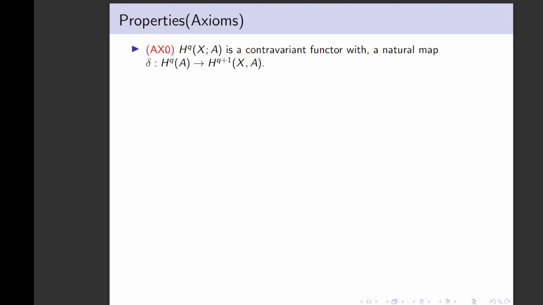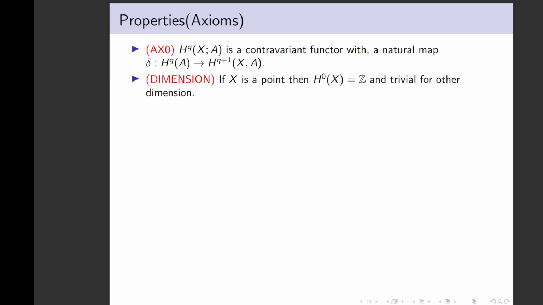The first property is that H^q(X, A), the relative cohomology, is a functor from the category of pairs of topological spaces to abelian groups. Now there is this condition: if I am given a point, the 0th cohomology would be Z, and it will be trivial for higher dimensions. This is called the dimension axiom. It can be seen later that if we have a set of functors which satisfy all these conditions, that will give us a corresponding cohomology.